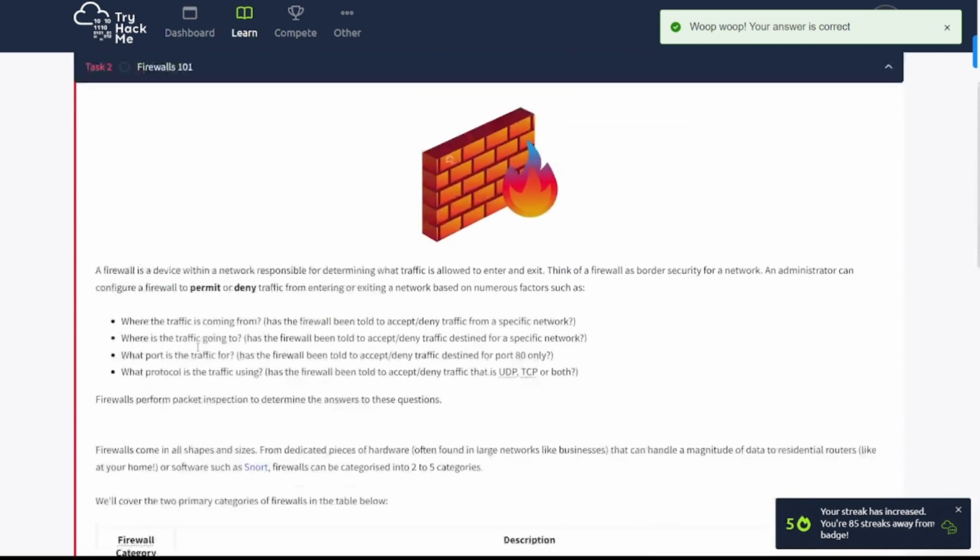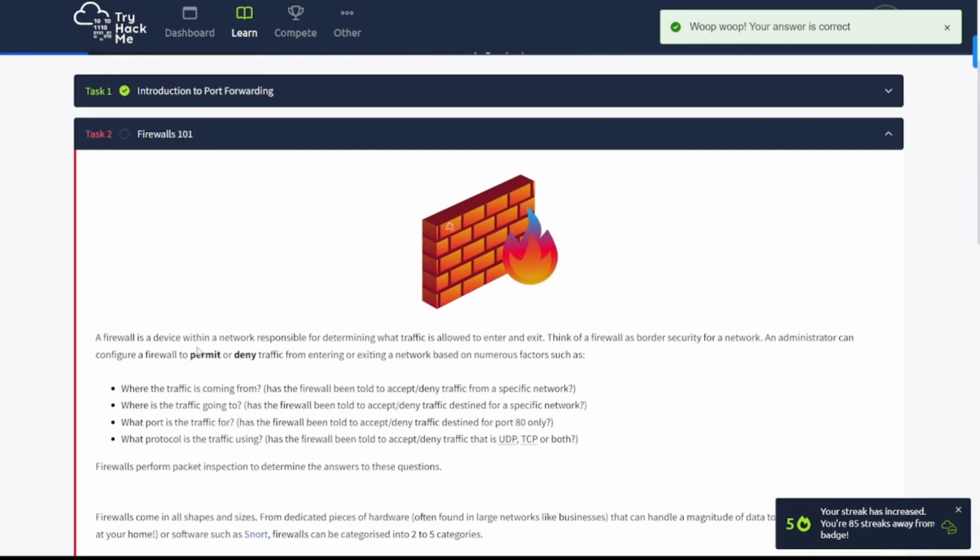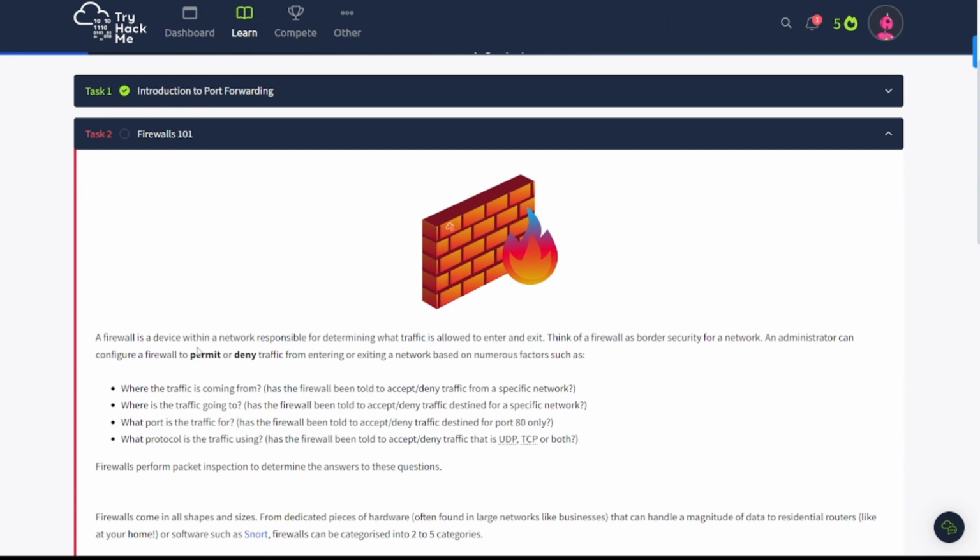We're going to get into some firewall stuff here. Task number 2 says Firewalls 101. A firewall is a device within a network responsible for determining what traffic is allowed to enter and exit. Think of a firewall as border security for a network. An administrator can configure a firewall to permit or deny traffic from entering or exiting a network based on numerous factors such as where the traffic is coming from, where is the traffic going to, what port is the traffic for, what protocol is the traffic using. Firewalls perform packet inspection to determine the answers to these questions.